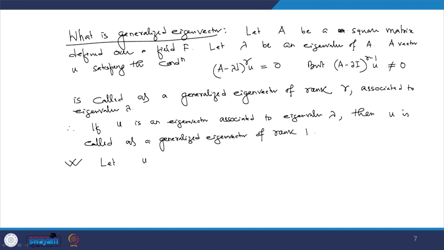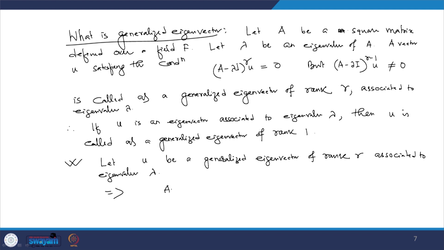Let U be a generalized eigenvector of rank r associated to eigenvalue, say lambda. So this implies (A minus lambda I) power r operating on U equals 0, but (A minus lambda I) power r minus 1 operating on U is not equal to 0.